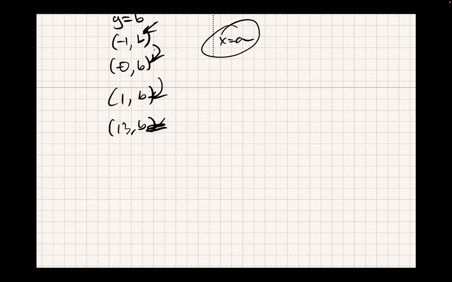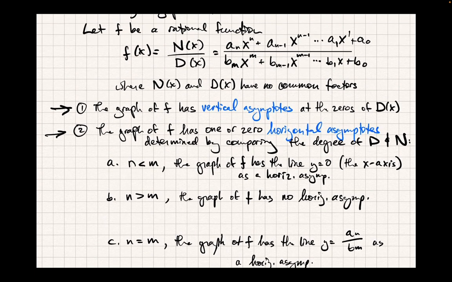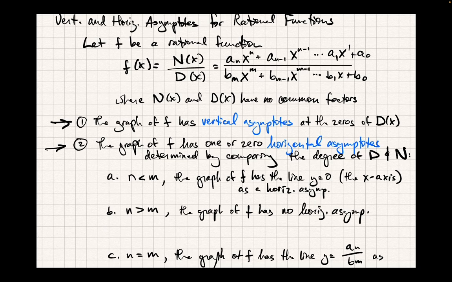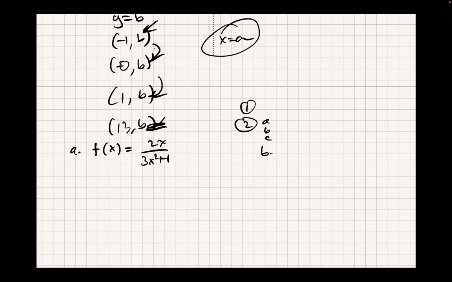All right. So using your powers of having the rules in hand, please find the horizontal and vertical asymptotes of f of x equals 2x over 3x squared plus 1. Look at rule 1, look at rule 2, and then figure out if you need to use A, B, or C. What are rule 1 and rule 2? This stuff. And when you get done with that, do this one.